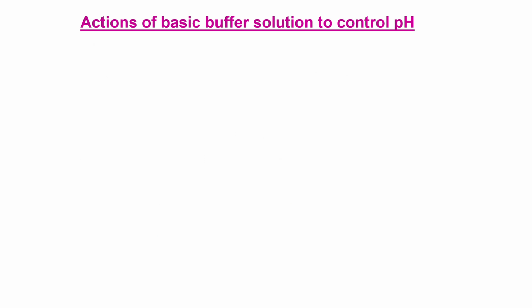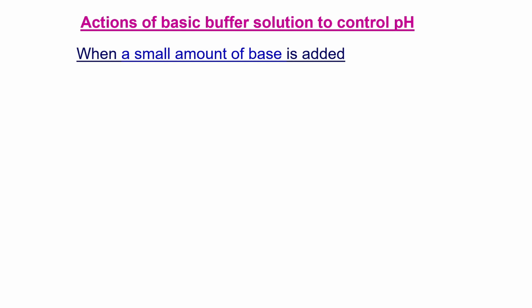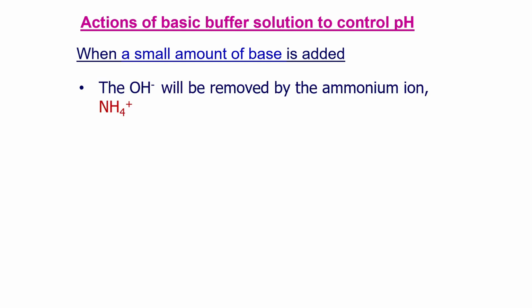The concentration of NH3 will decrease because ammonia tadi sudah bertindak balas dengan H plus, manakala concentration NH4 plus will increase. So action of basic buffer solution untuk control pH, bila kita masukkan small amount of base, OH minus will be removed by the ammonium ion. Ammonium tu adalah daripada NH4 plus daripada salt.